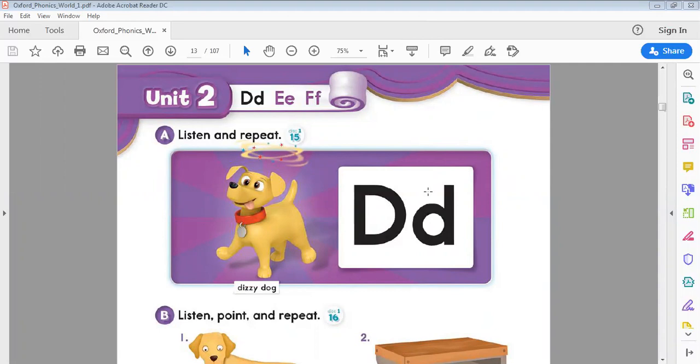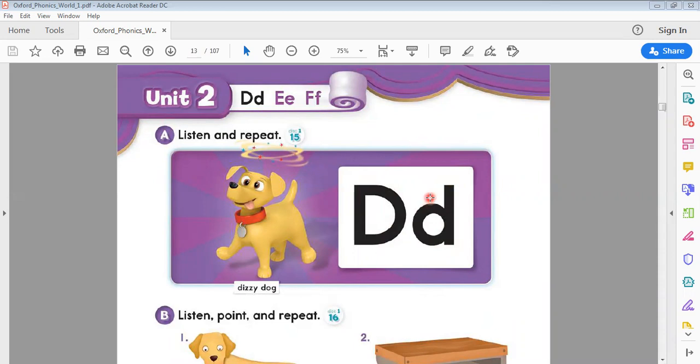So in unit 2 we're gonna learn letters D, E, and F. So we have three letters today to learn: D, E, and letter F. Okay, so let's start letter D. Letter D. Do you see the letter D? Uppercase D, lowercase D. Uppercase D and lowercase D.